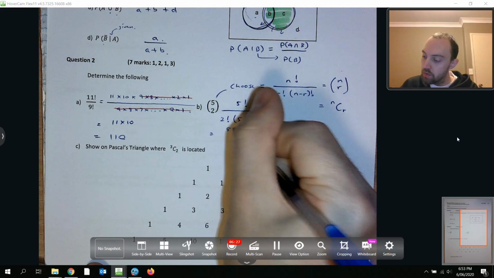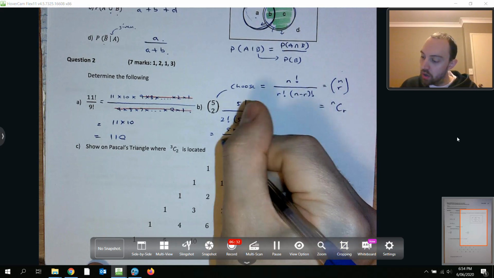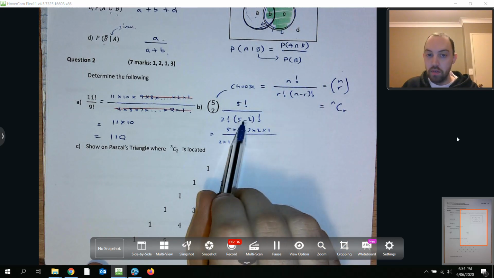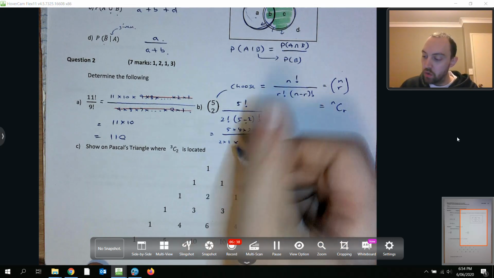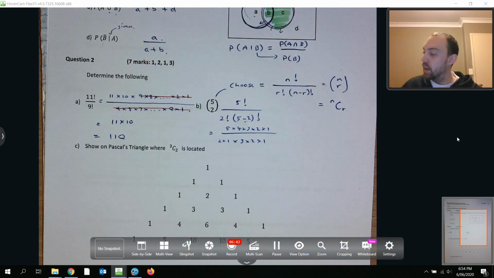So 5 times 4 times 3 times 2 times 1 on 2 times 1 times, this would be 5 take 2 is 3, so 3 factorial is 3 times 2 times 1, and then I can cancel a part of this.